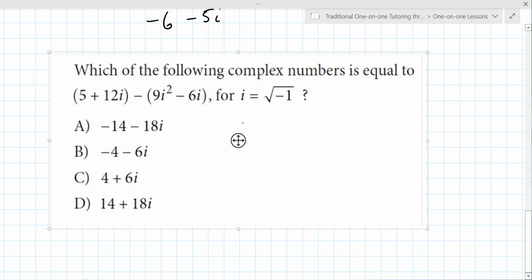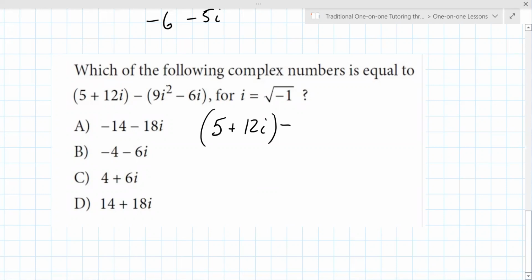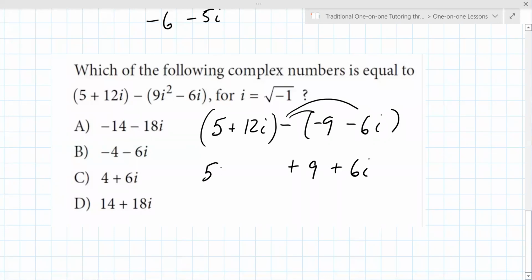I think I did something wrong for this one. Okay, let's take a look here together. So 5 plus 12i minus, now inside parentheses here, the 9i squared becomes -9. And then you have to distribute this negative to both. Right, so it would be +9 plus 6i, like this. Okay. Do you have a final answer for me on this one? Letter D. Letter D, good.